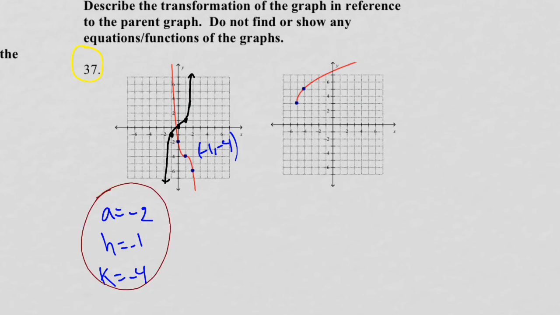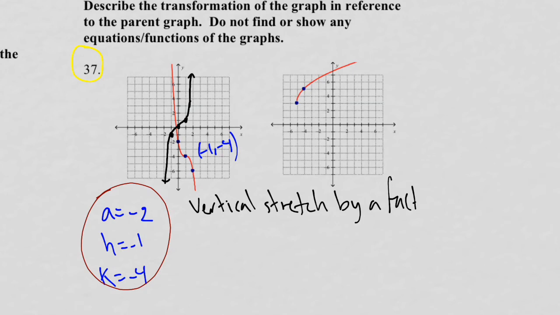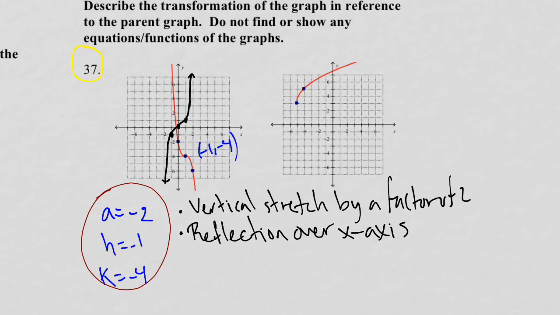It's a vertical stretch by a factor of 2. It's a reflection. What type of reflection? A vertical reflection, right? Because it's A. Vertical reflection means a reflection over the x-axis. And then H is -1. That means a shift left 1.